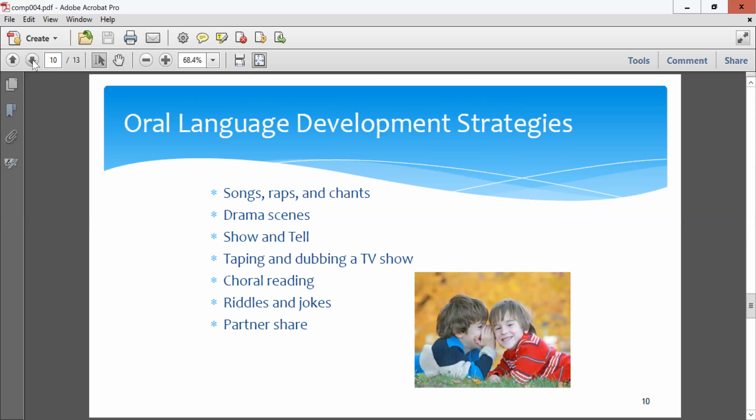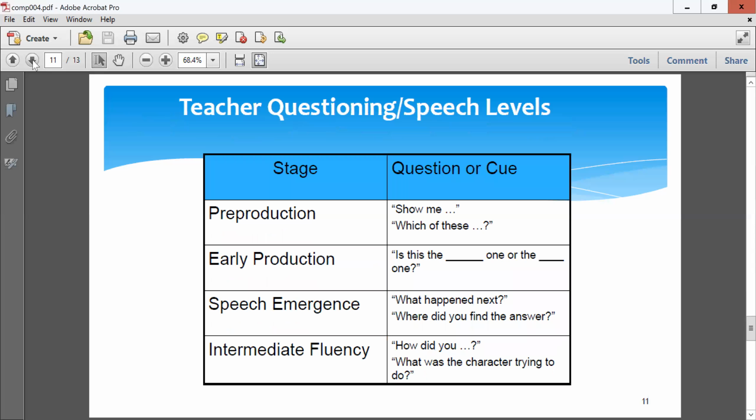So to develop other skills orally, producing sounds or productive skills like speaking, use songs, raps, chants, drama scenes, show and tell, have them dub a TV show, do choral reading, and share with their partners, as well as telling jokes. So these are just a few of the activities that you might consider. Most of these are not threatening activities, so they should be fun and easy for students to participate in.